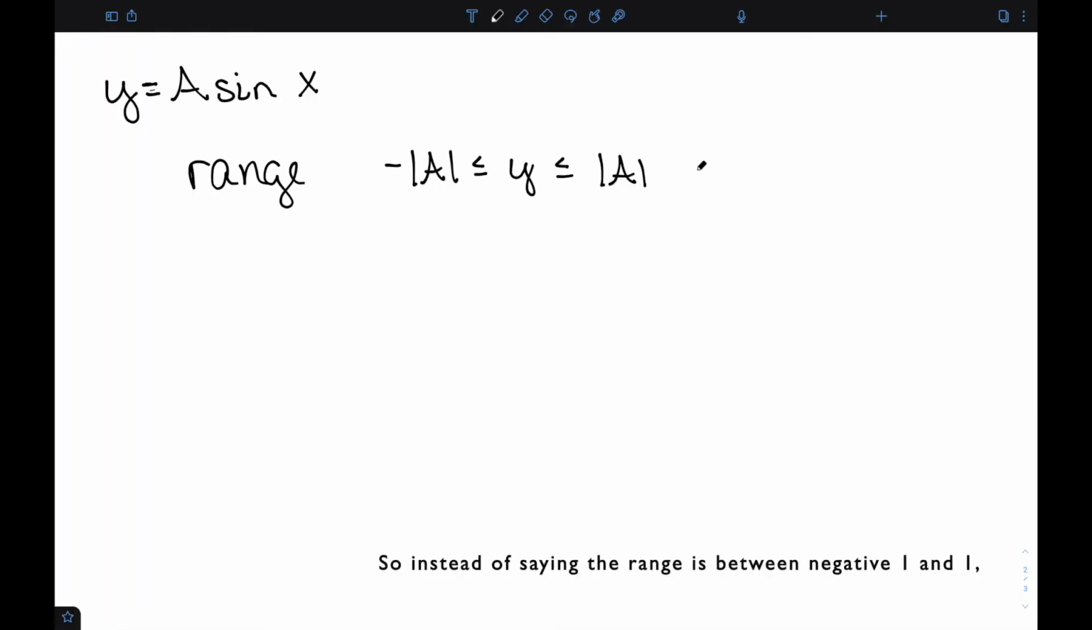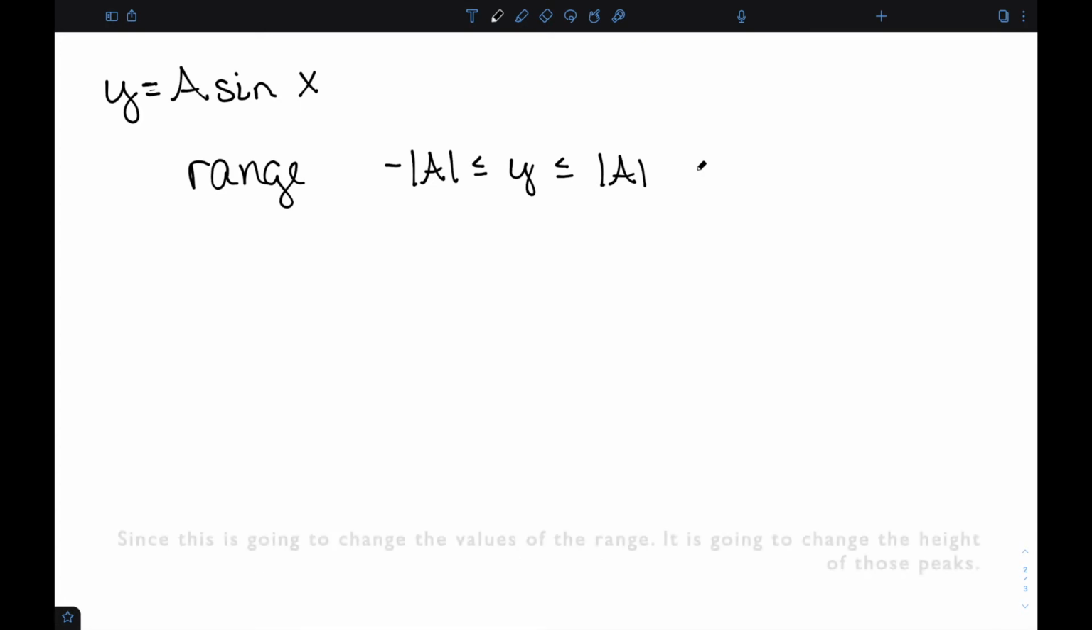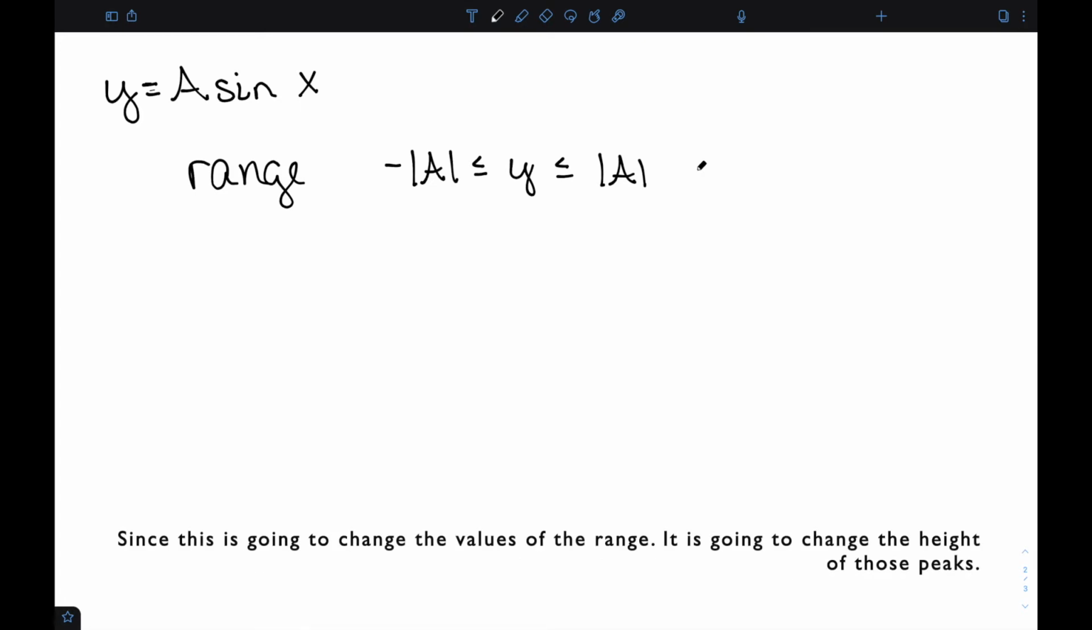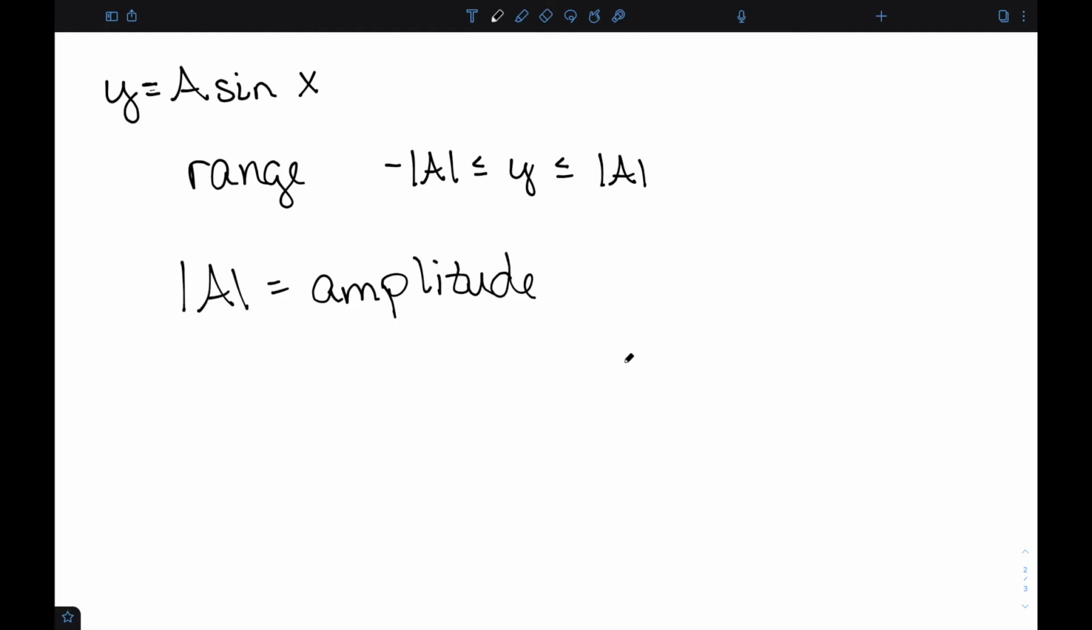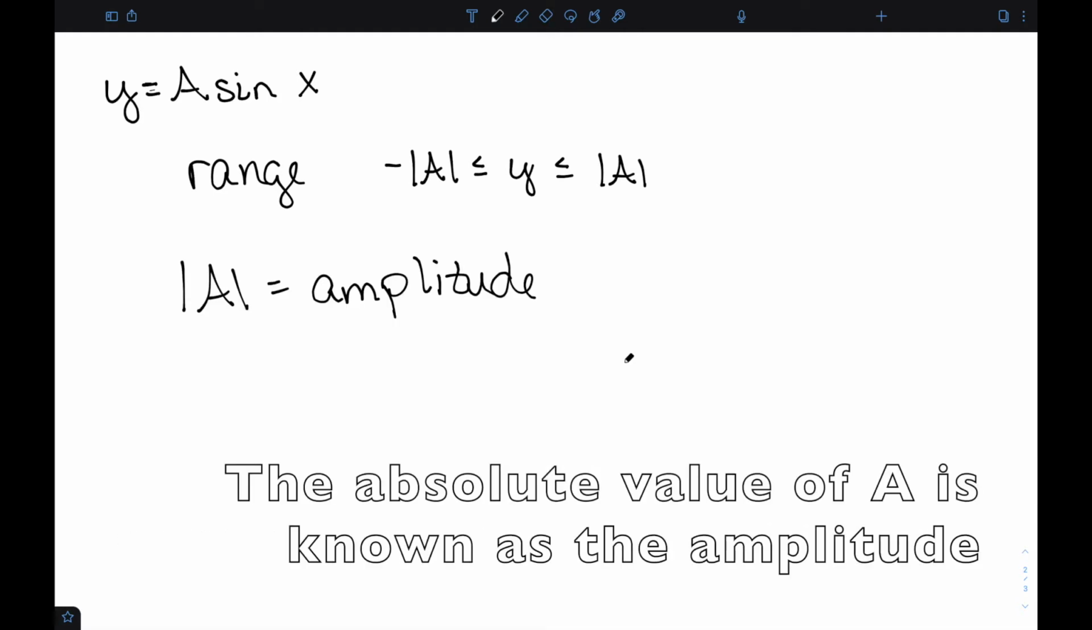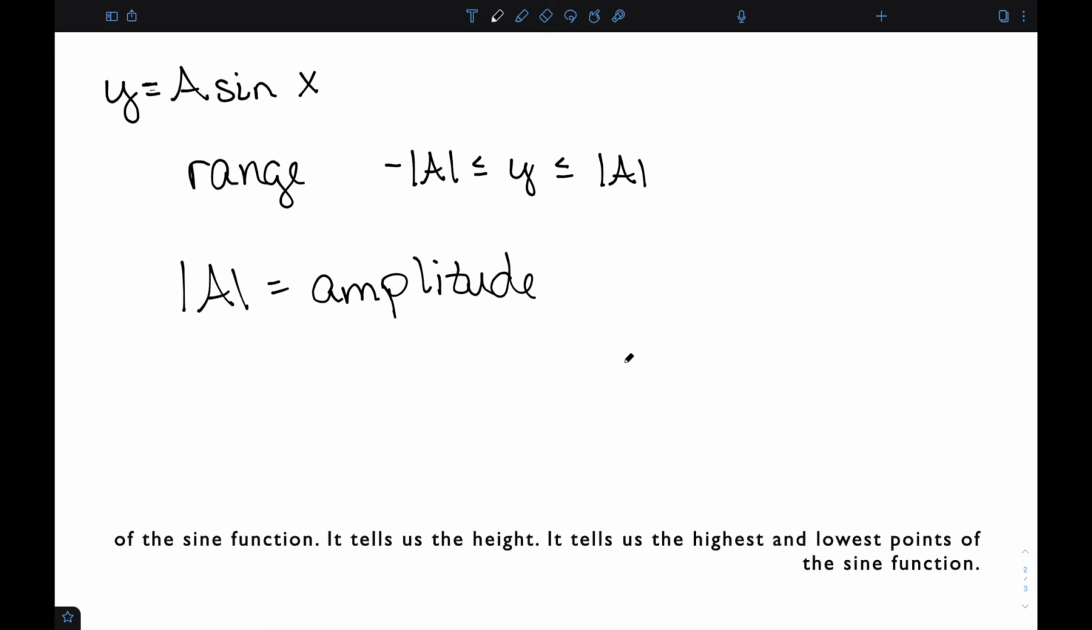So instead of saying the range is between -1 and 1, it's actually between negative absolute value of a and absolute value of a. Since this is going to change the values of the range, it's going to change the height of those peaks. The absolute value of a is known as the amplitude of the sine function. It tells us the height. It tells us the highest and lowest points, and it is known as the amplitude.